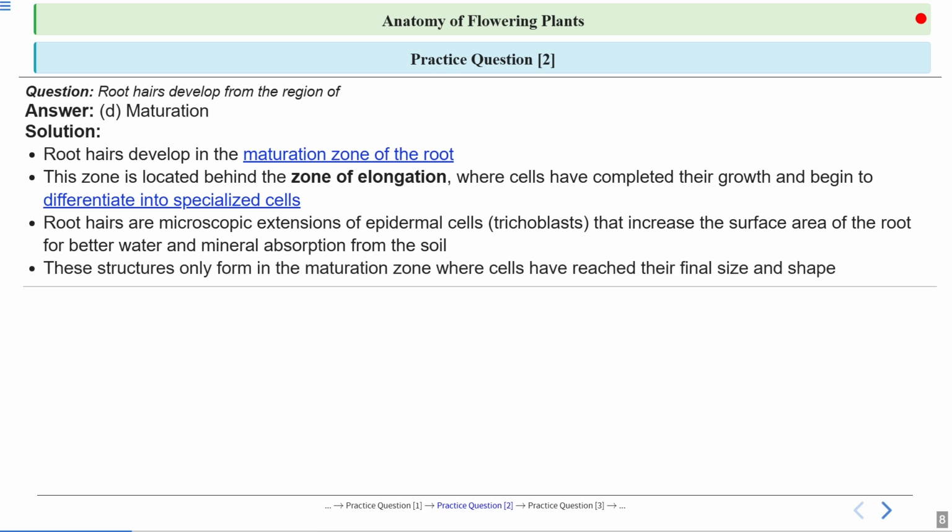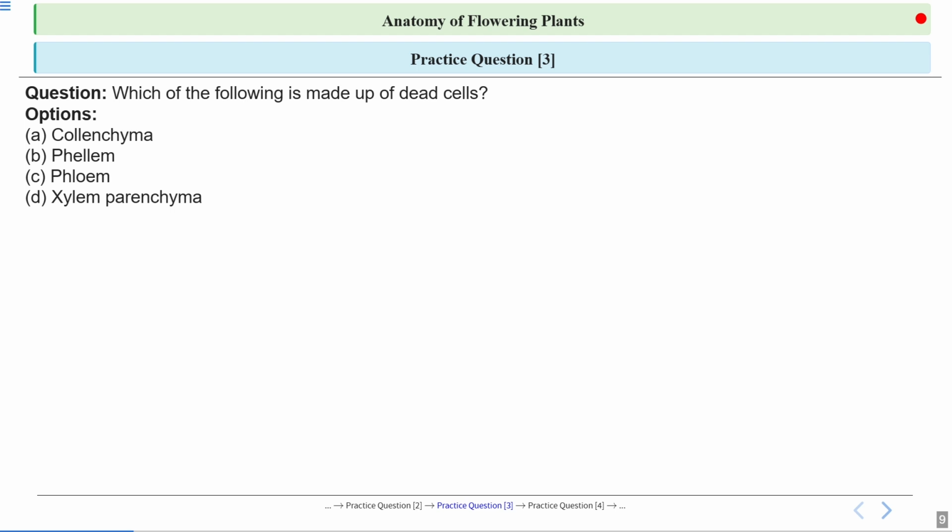So these structures form only in the maturation zone, where the cells have reached their final size and shape. In the maturation zone, the cells achieve final differentiation, final size and shape, and then they give rise to their extensions as root hairs, right? Let us move to the next question.